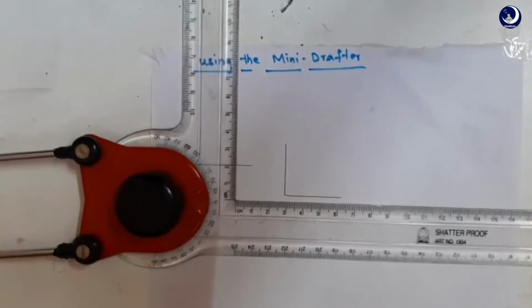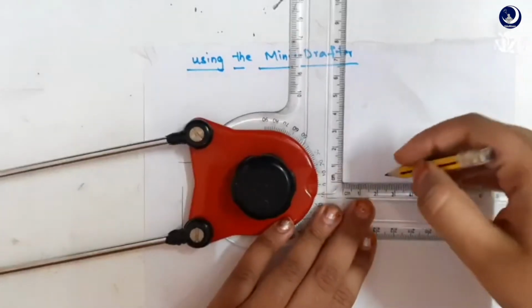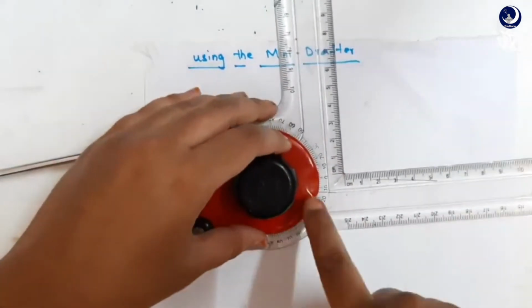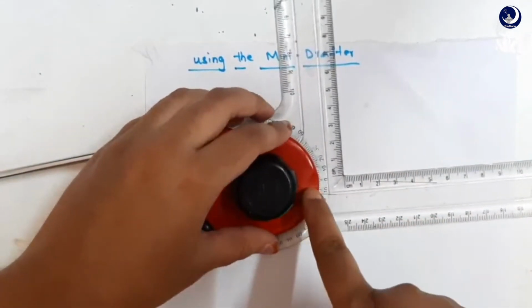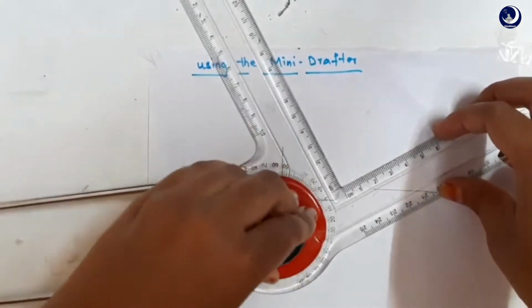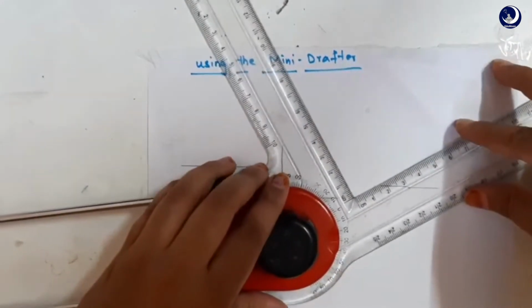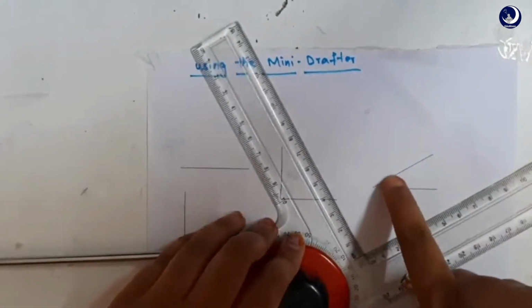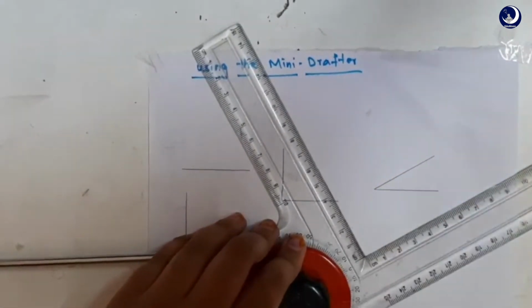Let us draw a 30-degree angle. Now we have to set the drafter to 30 degrees, that is the white line has to point to 30 degrees. And then you tighten it. So now this angle is 30 degrees.